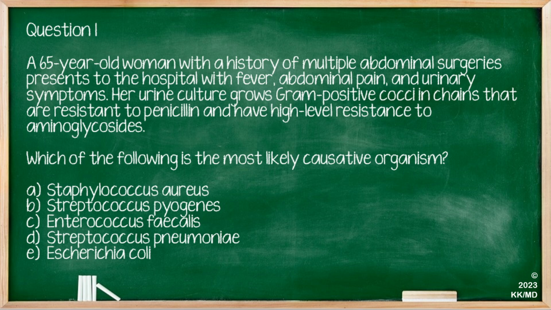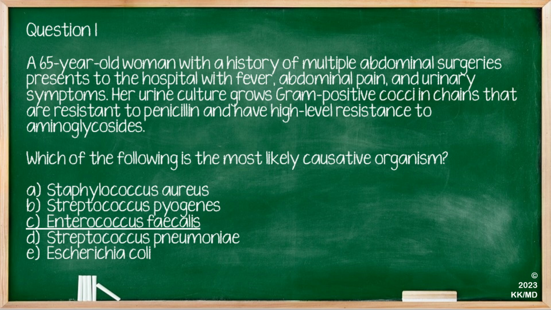If you recall from our talk today, the most likely cause here is going to be option C, or Enterococcus faecalis, because this is a lady who is coming in with abdominal symptoms and also urinary symptoms, and she's had multiple abdominal surgeries previously. Her urine culture has grown gram-positive cocci in chains that are resistant to penicillin and have a high level of resistance to aminoglycoside. So hopefully that should ring an alarm bell for you that they are talking about an Enterococcus. And the only Enterococcus option that they have given you here is option C.